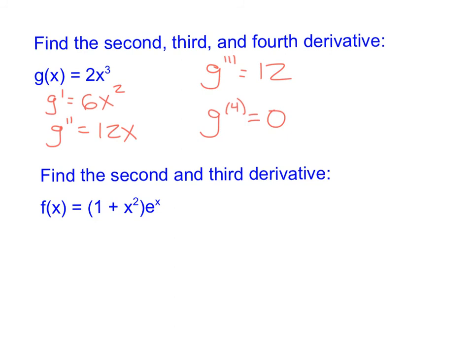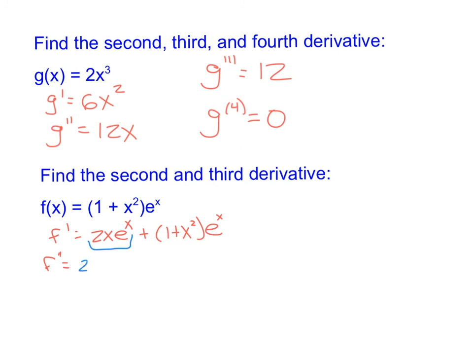Ooh, this one looks fun. All right, pause it and find the first derivative first. All right, so I get 2x e to the x plus 1 plus x squared e to the x. I feel like it would have been easier to distribute first, but I've already committed. All right, that's my first derivative. Now second derivative. So now I have to do a product rule with that.